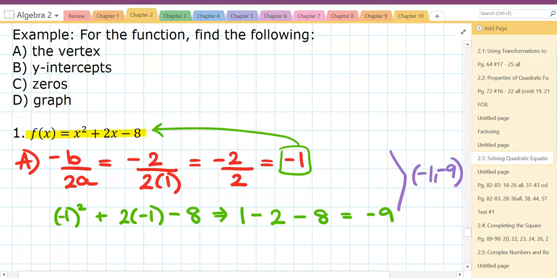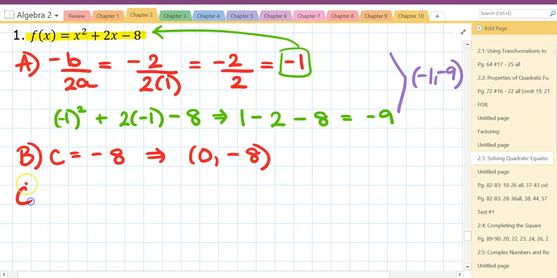So there's part A. Part B wants the y-intercept. How do we find that point? That negative 8 at the end is your C. How do we write it as a coordinate? Good. 0, negative 8.